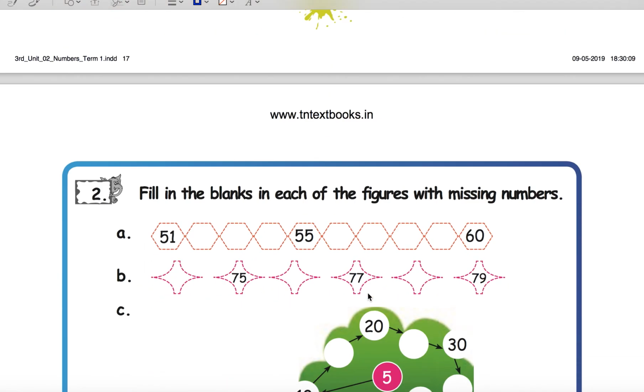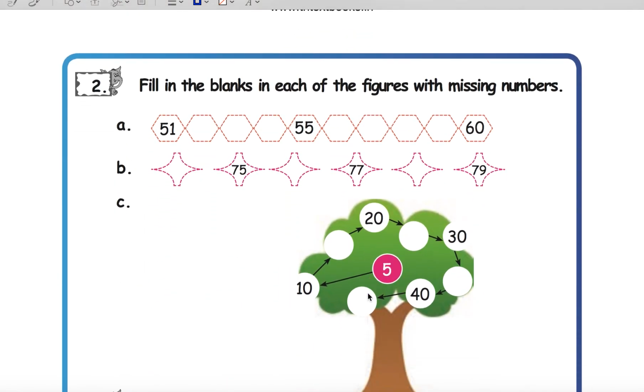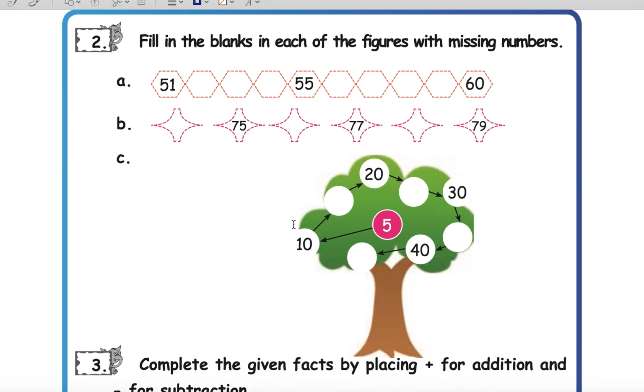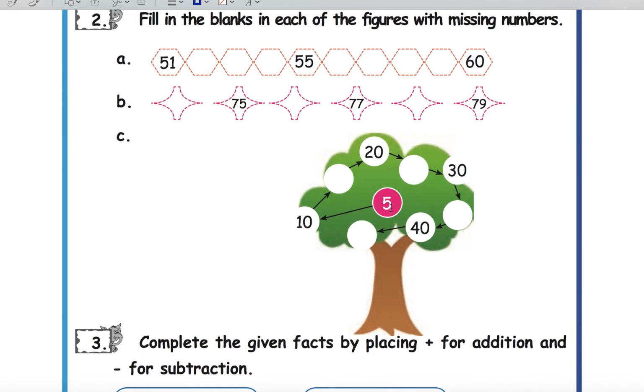Fill in the blanks in each of the figures with missing numbers. 52, 53, 54. Okay, next 56, 57, 58, 59, like that. Here 74, 75, 76, 77, 78, 79, right. Then 5, 10, 15, 20, 25, 30, 35, 40, 45.